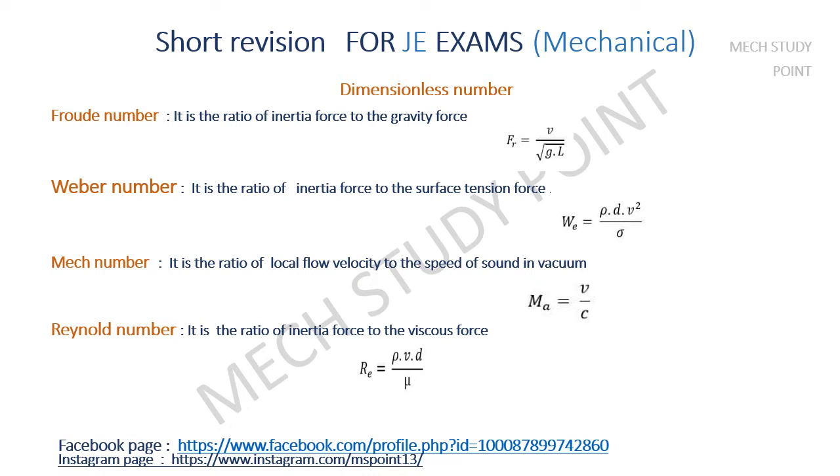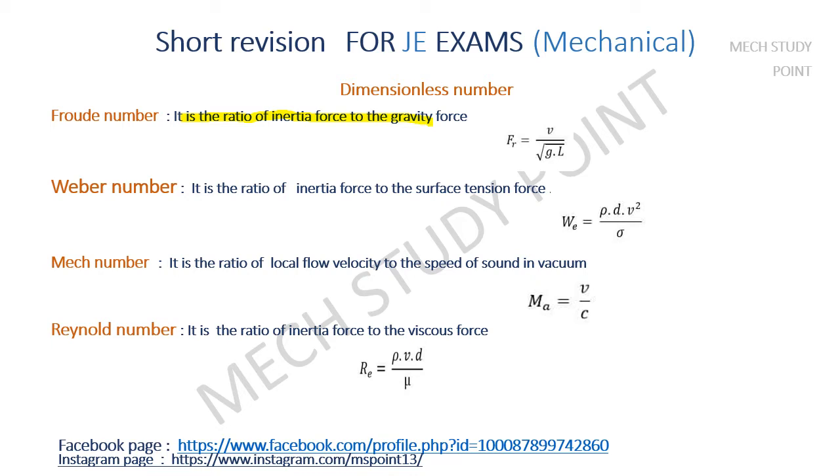The first number is the Froude number. Froude number is the ratio of inertia force to the gravity force. It means the formula is Fr is equal to V by root of g times L. g is the gravity acceleration, L is the length of pipe, and V is the velocity. So we can easily calculate the Froude number by this formula. We need the velocity of the moving fluid, g is 10, and the length of pipe.